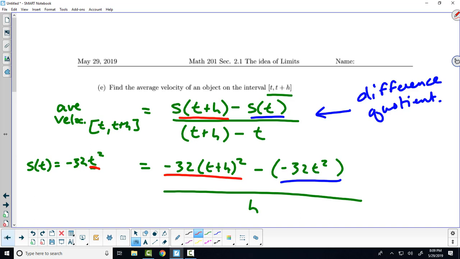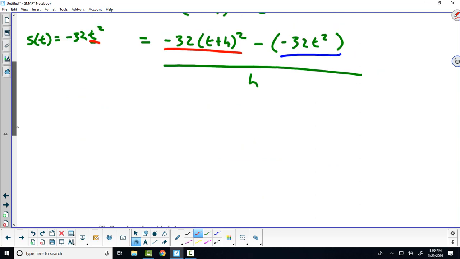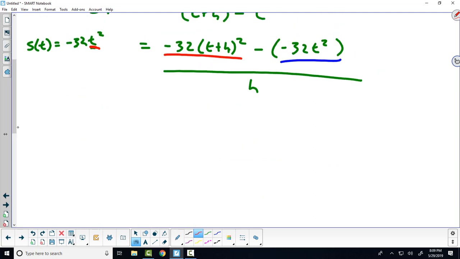And if there had been other t's in this formula, I would have replaced them with t plus h as well. How do we feel about that? A little better? Okay. You need to get comfortable with this by tomorrow's class. Okay? Because the class just keeps rolling from there. Okay? All right. So now we're down to just an algebra simplification problem. Okay? This gives me negative 32.